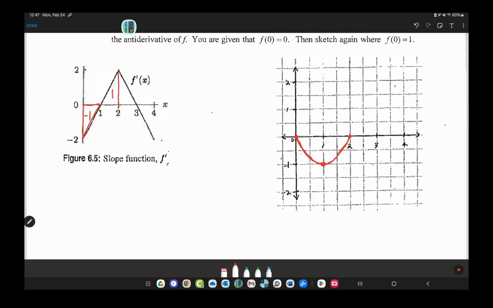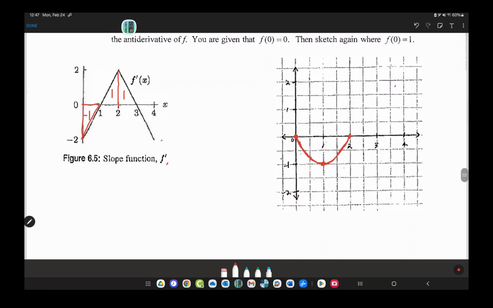Now, at 2, what changes in the derivative? It becomes concave down. So this is where it was concave up, which means at 2 I should have an inflection point on my function. So this is where it becomes concave up.